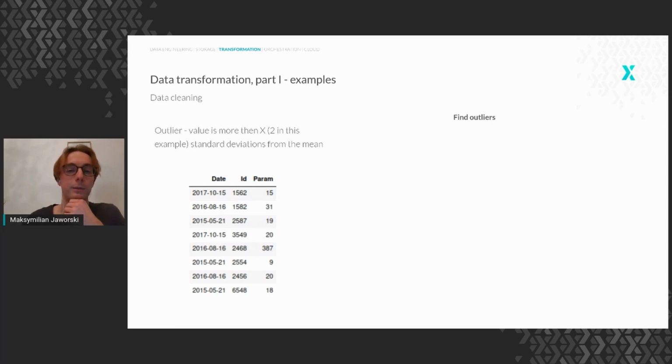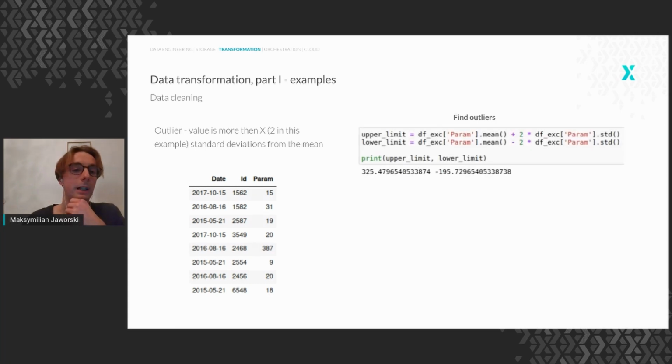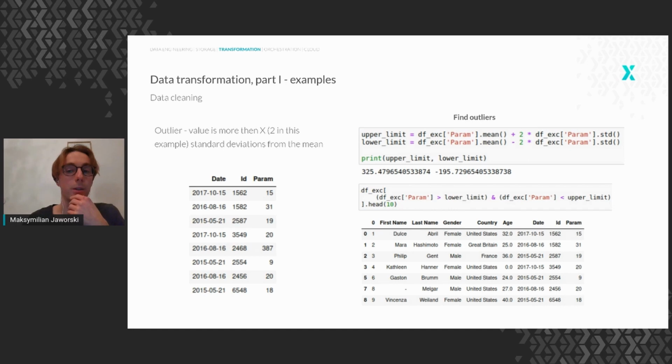Well, writing something like this. We calculate upper and lower boundaries, and just filter out our data frame based on column param. And as we can see, the row number 7 is missing, as it had value 387 in the column param. So Pandas is not providing functions for all data cleaning functions, but it's still pretty simple to apply any mathematical logic to the data frames.